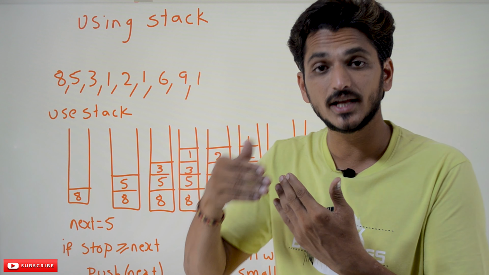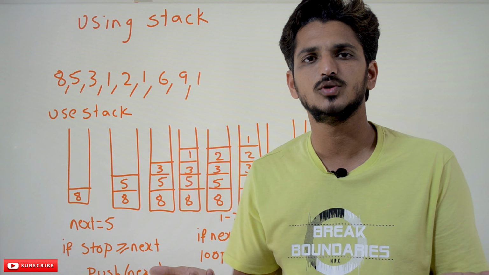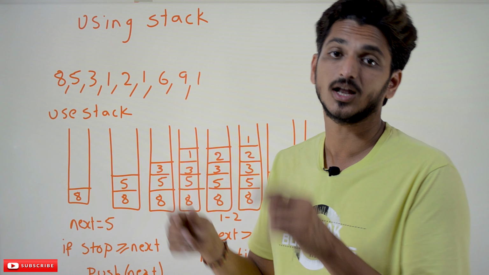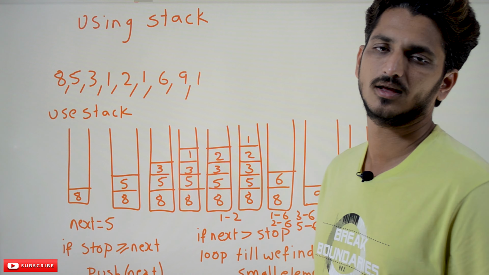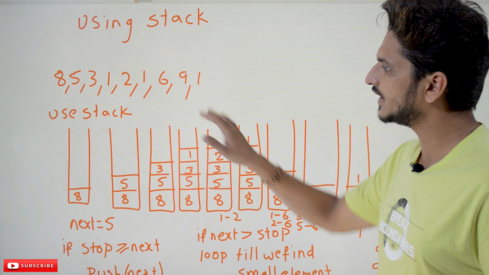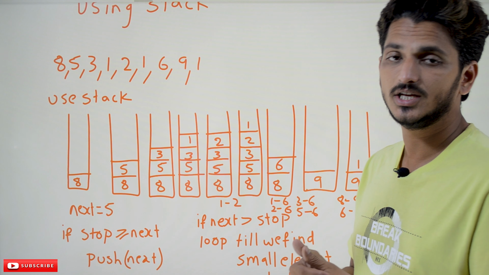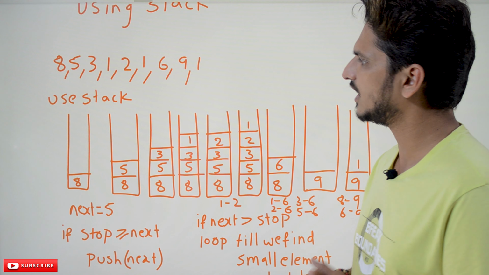In order to maintain the last visited on the top, what data structure do you need? You need a stack, last in, first out. That's why the data structure stack is used here. Now coming to our actual code. We will try to understand the conditions needed for a stack in order to achieve our target.